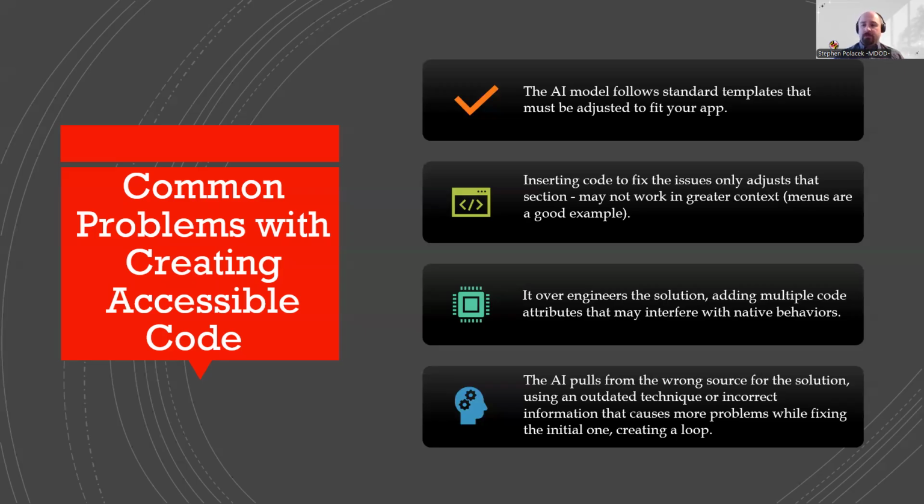And then finally, as we talked about before, it pulls from the wrong source for the solution. Either it's using an outdated technique or incorrect information, in some cases, like deprecated attributes that aren't used anymore, like the B tag for bold. Instead, we now use emphasis or strong. Things like that, where it pulls that in and uses that instead, because again, if you're just using the base version of these models, you don't know what sources it's pulling from.